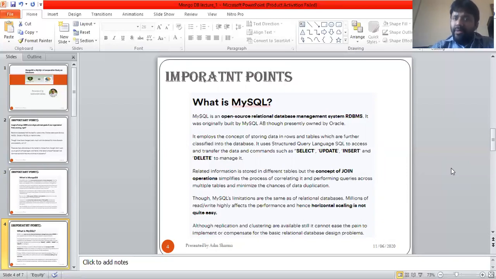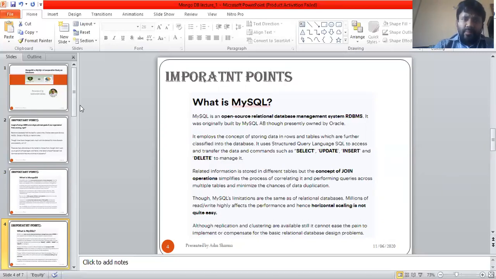MySQL limitations are the same as those of relational databases: millions of reads and writes highly affect the performance, and hence horizontal scaling is not quite easy. But if you compare with MongoDB, scalability and availability is always there. Although replication and clustering are available, they still cannot ease the pain of implementing it or compensate for the basic relational database design problems. So there are certain pros and cons between MySQL and MongoDB.